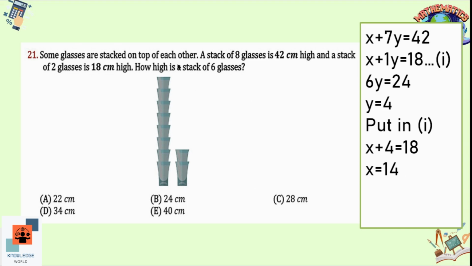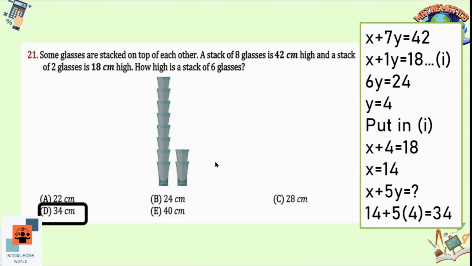Now we have to calculate the length of the stack of 6 glasses. So we will make another equation. That is x plus 5y. X is the first glass at the bottom and 5 glasses are in it. So total is 6. So we will put the values of x and y in the equation. So 5 fours are 20 and 20 plus 14 is 34. So option D is the correct option here.